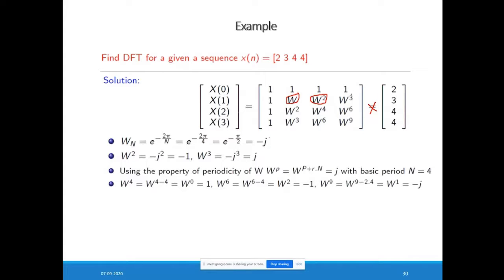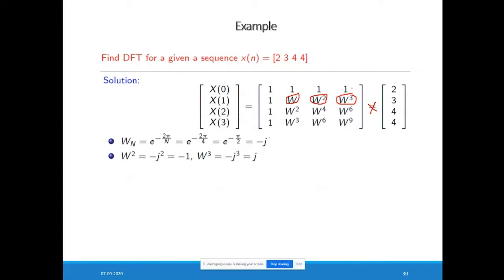Now here we calculated up to 3 terms only because we have to apply the property of periodicity. Here we are having 4 terms only: omega 0, omega 1, omega 2 and omega 3. Remaining terms are repetition of that. So omega is equal to minus j, omega 2 is equal to minus 1, omega 3 is equal to j. So these values are with you.